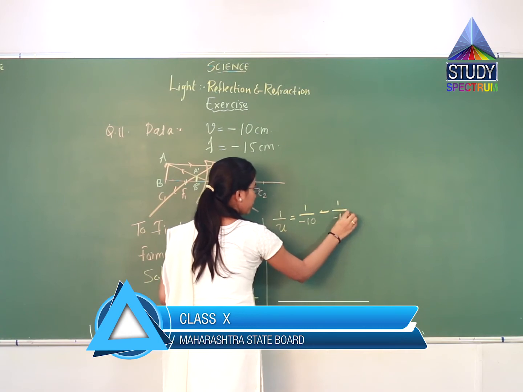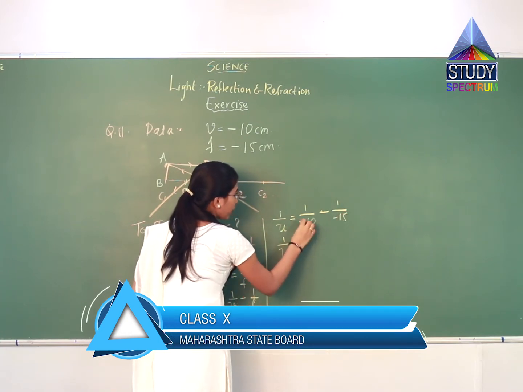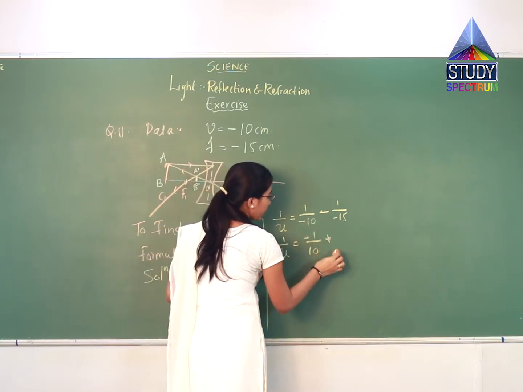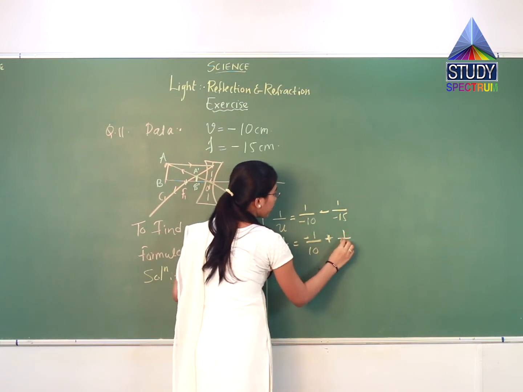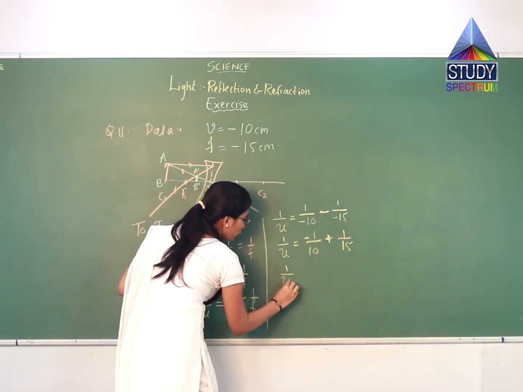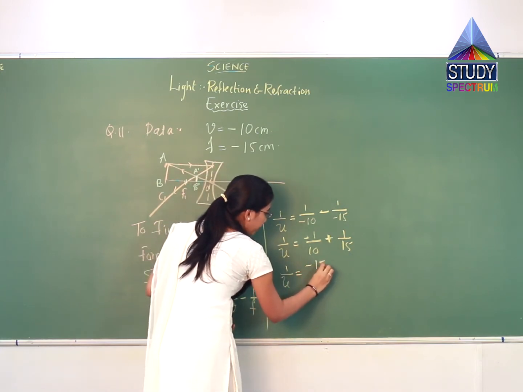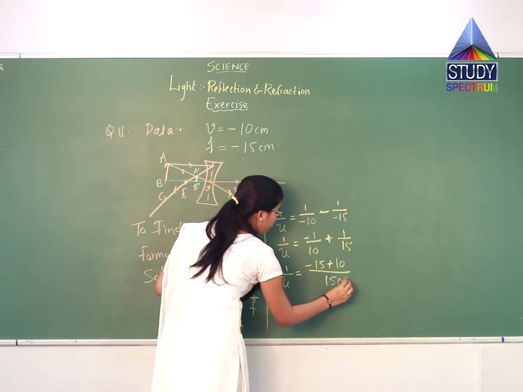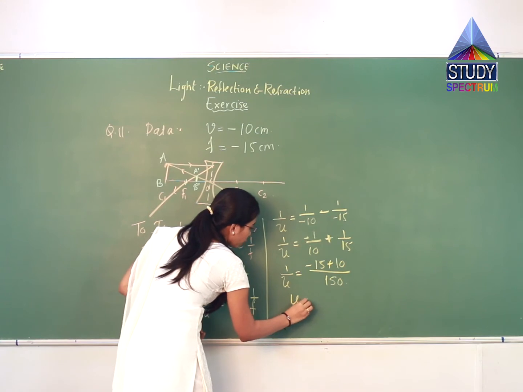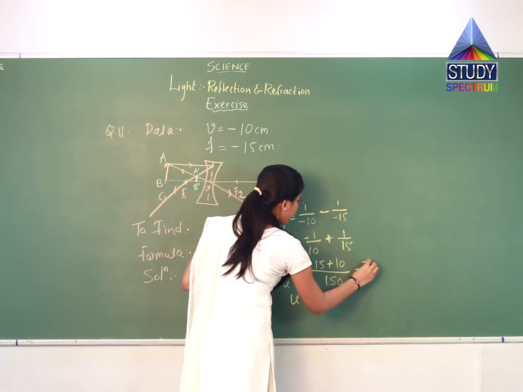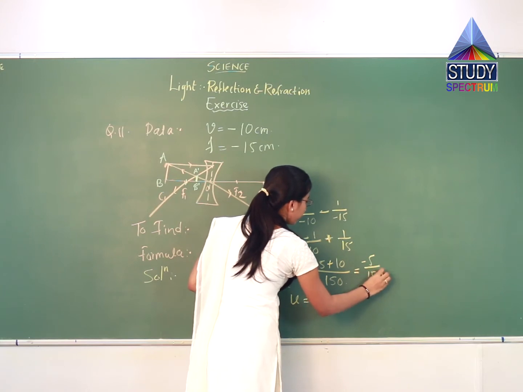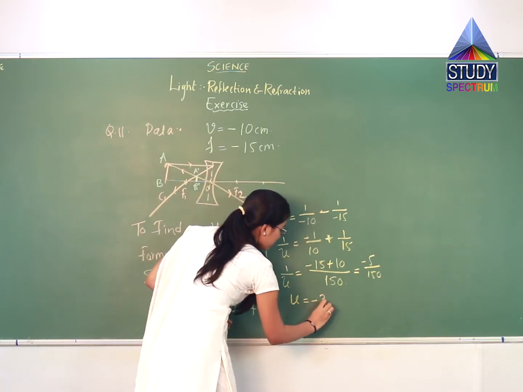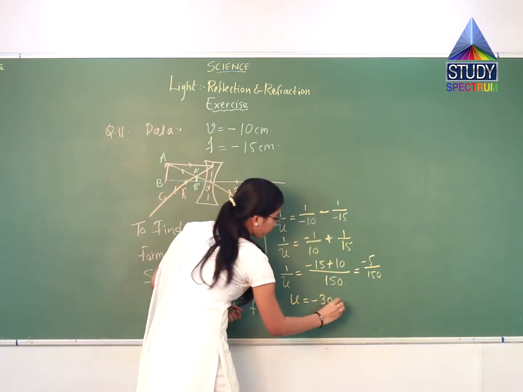is minus 15 here. So 1 upon u will be minus 1 upon 10. This minus I will write upward, and this minus minus will become plus. So you will get 1 upon 15. So 1 upon u is equal to minus 15 plus 10 upon 150. So after calculation it will be minus 5 upon 150. So on calculating you will get the answer as minus 30 centimeter.